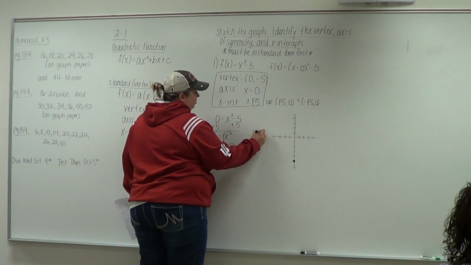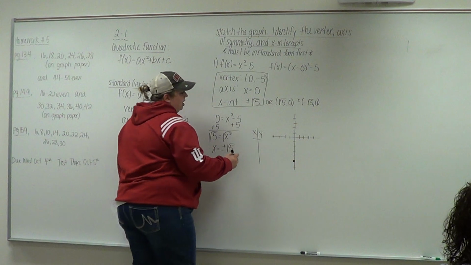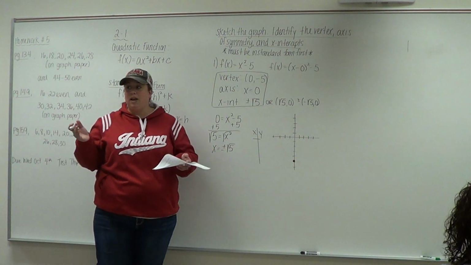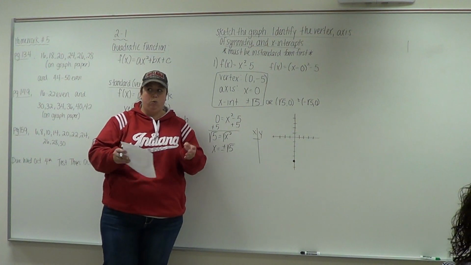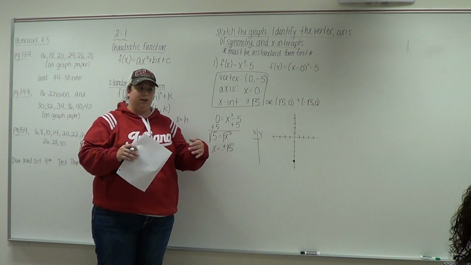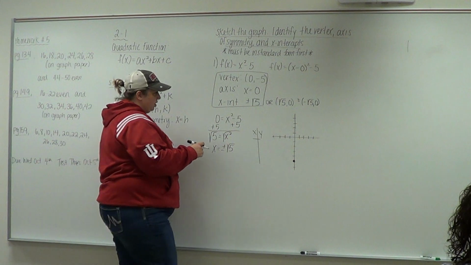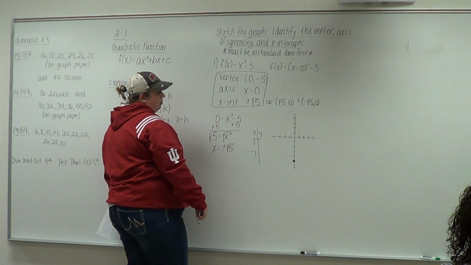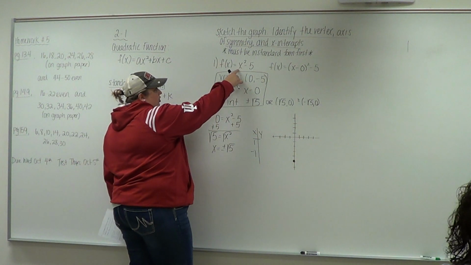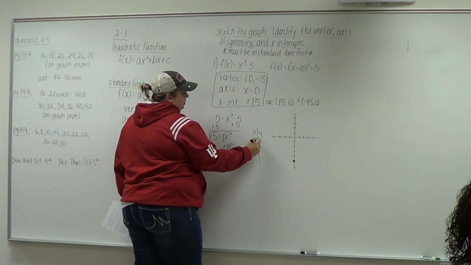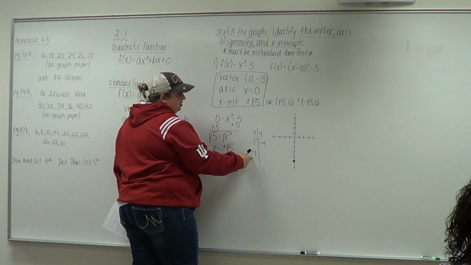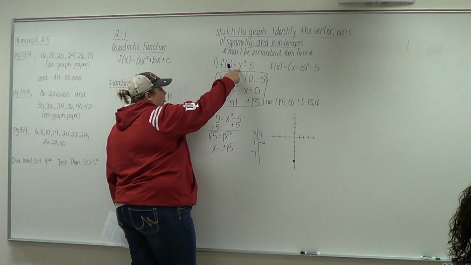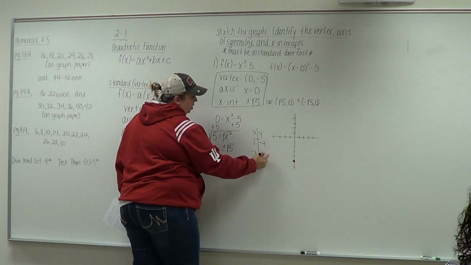Okay, then I would make a little t-chart, a little table, and I would pick a number on each side of the vertex. Since it's symmetrical, when you plug that number in, the y value you get should be the same y value for the other one. So like I would plug in 1 and negative 1. Well, 1 squared is 1, minus 5 is negative 4. That means I should get the same thing when I plug in negative 1. Well, if you want to check, negative 1 squared is 1, minus 5 is negative 4, you do.